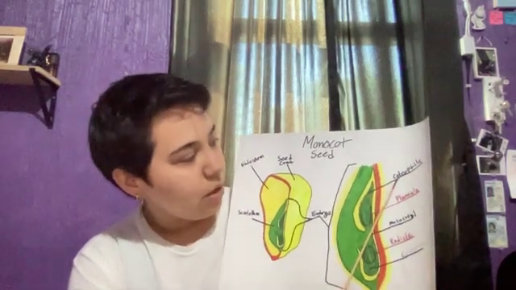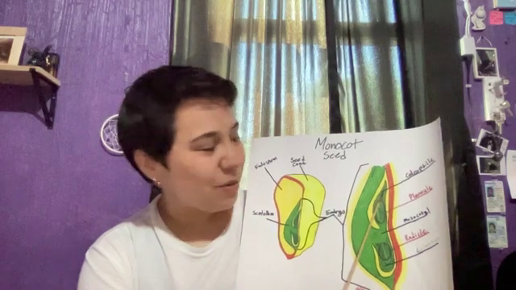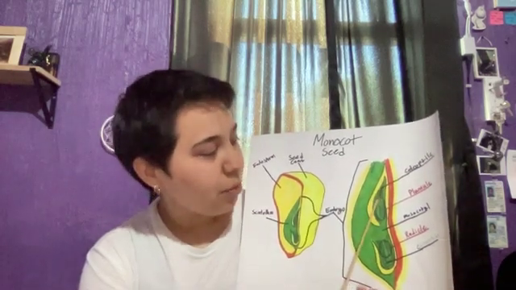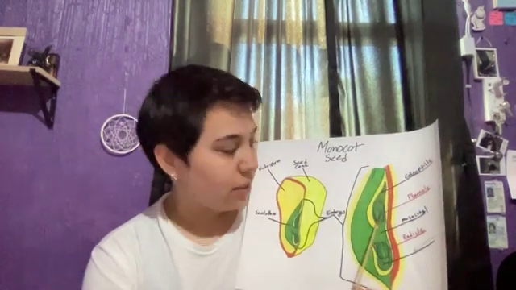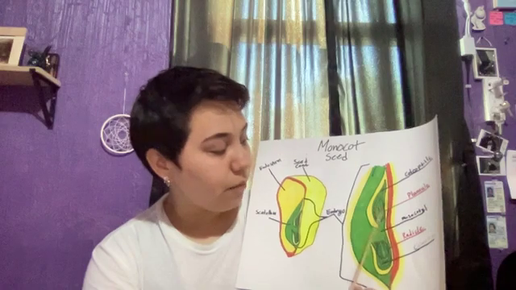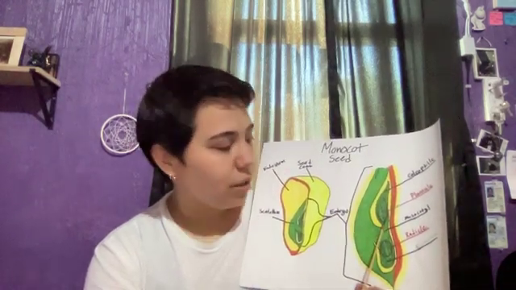We have the coleoptile. Forgot how to pronounce that. But this right here basically protects the plumule, and the plumule is going to be when the plant finally sprouts out of the seed. This is going to be the first leaf in the monocot. Monocots only have one, I think, when they sprout out.